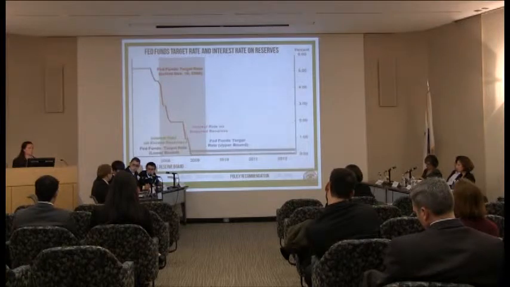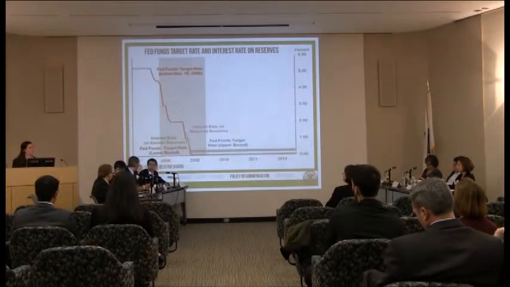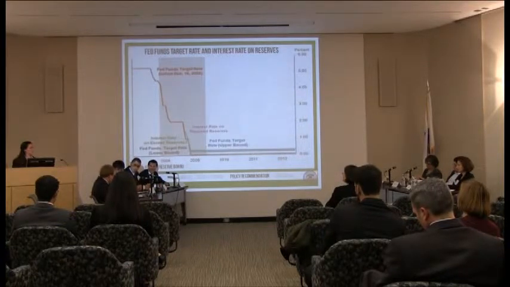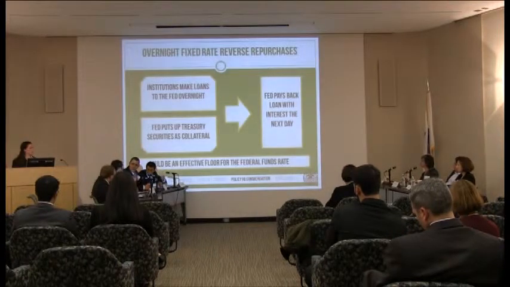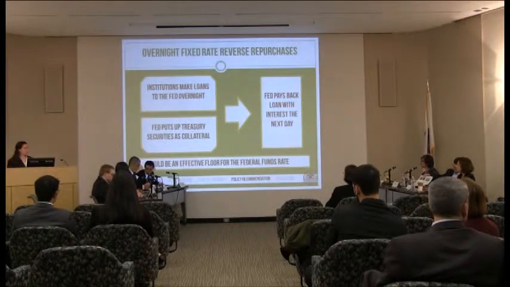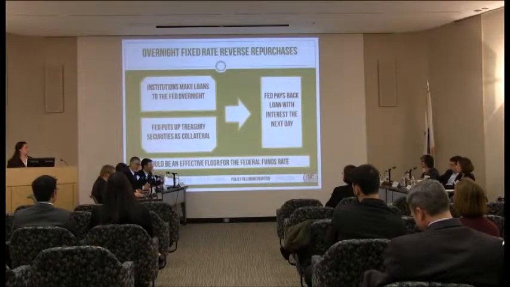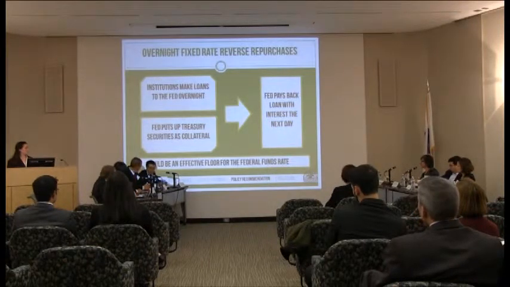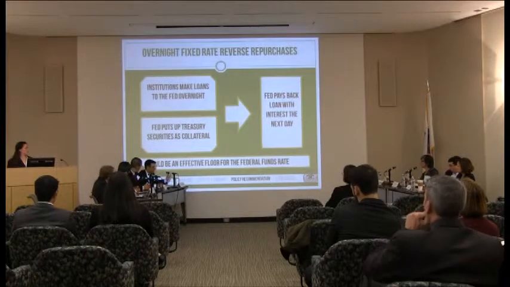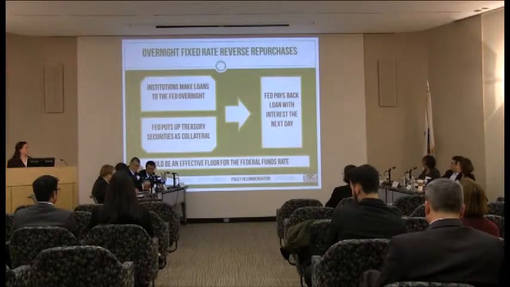Let me clarify, Bill. The interest rate on excess reserves is not a perfect floor for the federal funds rate. That's because some financial institutions are not allowed to receive interest on their excess reserves. What about the experimental overnight fixed rate reverse repurchase agreements, which began in September of 2013? This allows all financial institutions that participate in the federal funds market to make loans to the Federal Reserve overnight, with the Fed putting up Treasury securities as collateral. The Fed pays interest on the amount and repays the loan the next day. If this program is found to be successful following extensive testing, this could certainly serve as a more effective floor for the federal funds rate.